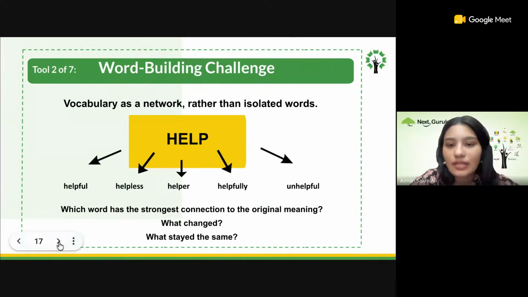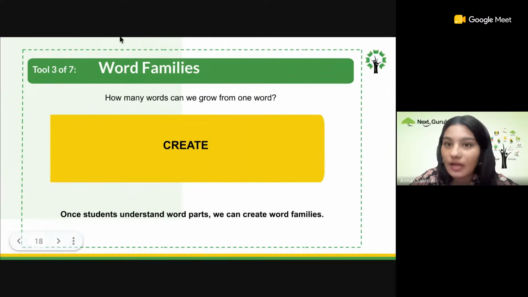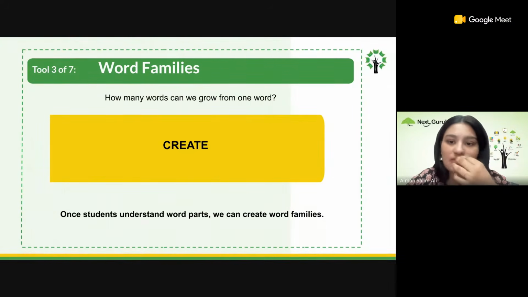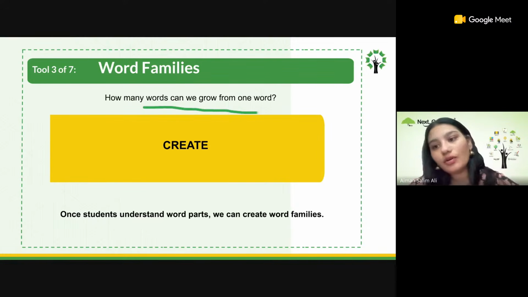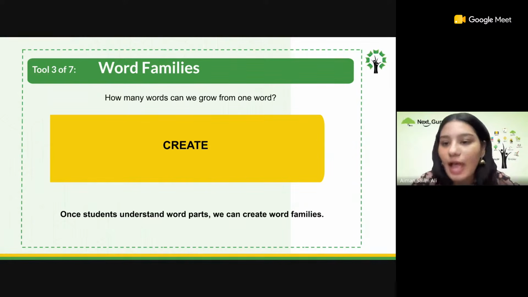Okay, moving on. This was our vocabulary strategy 2. We come to strategy 3, which is word families, right? Now it's very similar to the previous strategy, unless it's very different. How many words can we grow from one word? Till now we were doing suffix and prefix, but now we move a step further and we create more words from one word. So again, in your chat box, I want you to create as many words as possible from this one word. Okay, I'm already getting answers.